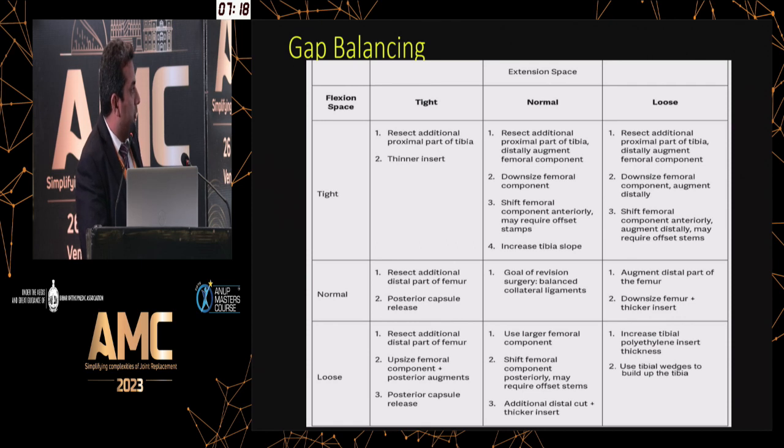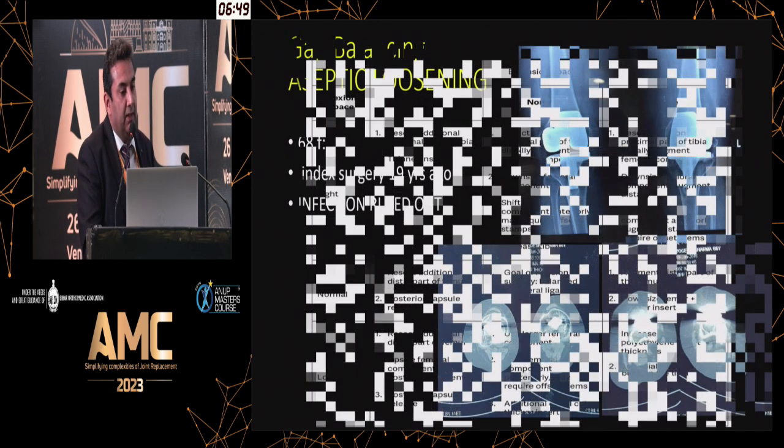So once you're trying to balance that, see what is the problem, where is the problem, whether the flexion, like in this case, you see the flexion is tight, and if the extension is also tight, you can use a thinner insert or resect additional proximal tibia. But if you see that the extension space is loose and the flexion space is tight, you can shift the femoral component anteriorly, you can downsize the femoral component, you can resect additional proximal tibia. So there are different ways to go around it. It will take almost 20 minutes if I start explaining this flow chart, but that needs to be followed up.